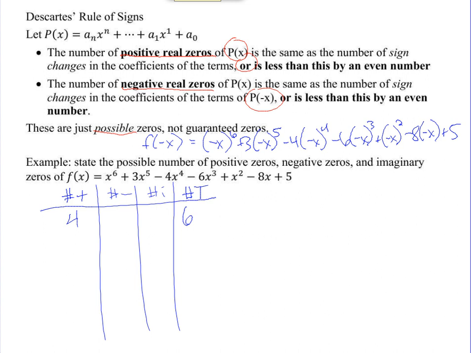Now the question is, how do I simplify this down? I have to simplify this before I count up the number of sign changes here. The way that you do that is, think about, what is negative something to the 6th power? Do you get a negative result or a positive result? Like if I take negative 2 and I square it, what do I get? Positive 4. If I take negative 2 and I raise it to the 4th power, what do I get?